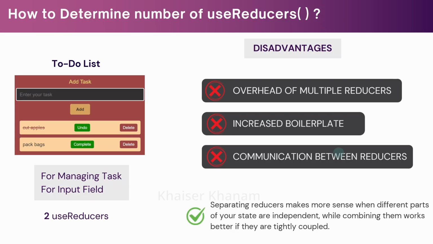So in conclusion, you have to separate reducers only when different parts of the state are independent of each other. If they are dependent on each other, then only one reducer is fine, and accordingly, you can get the same result without increasing any boilerplate. Again, it comes down to personal preference, how you want to structure the code and how you want to manage the state.